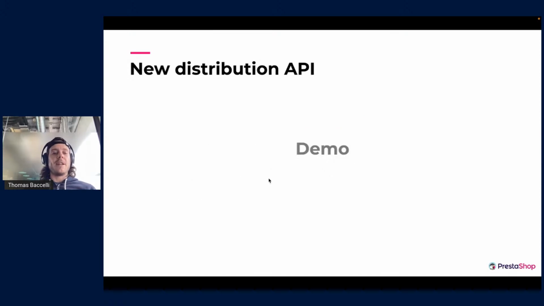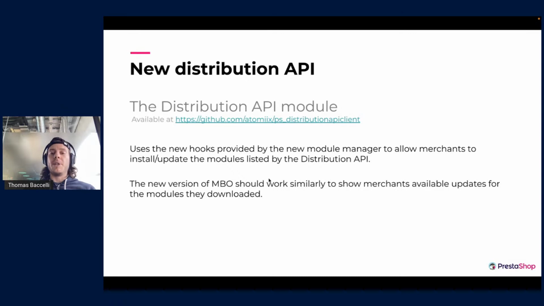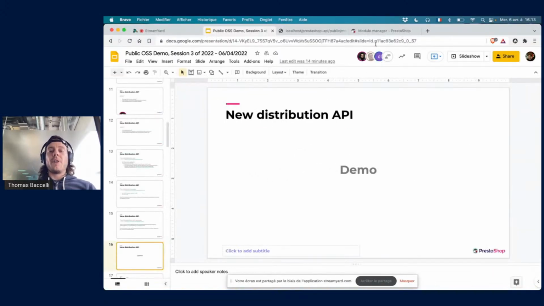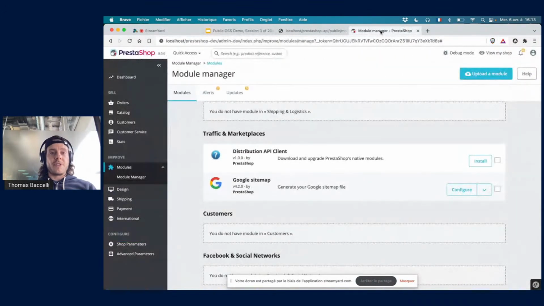But we can see that the new version of MBO, which will be available on the PrestaShop company version of the PrestaShop open source project, will work similarly by using those hooks to provide updates. Okay, so I can show you what it looks like already. If I go on my PrestaShop installation, I can see that I have a new module called Distribution API Client.